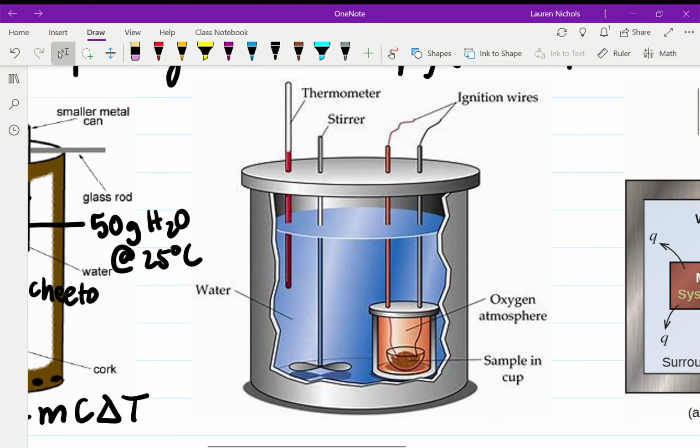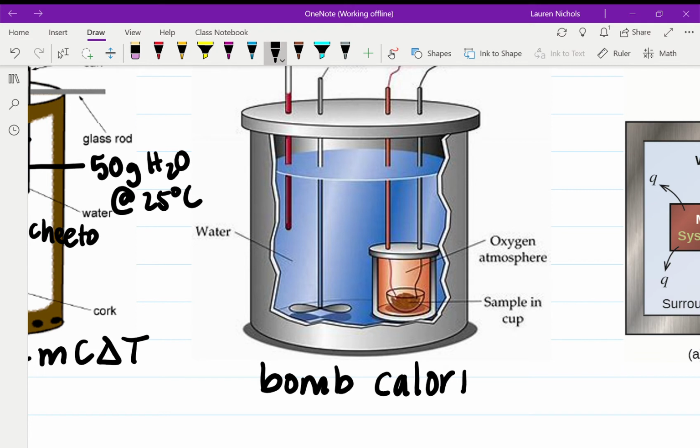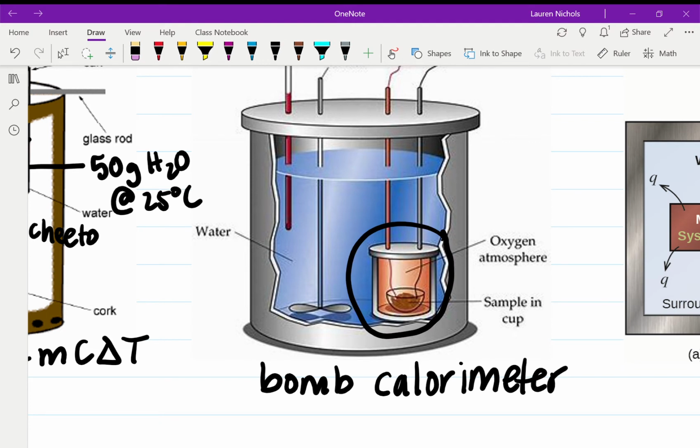Now, this diagram here, this one's a little fancier, and we wouldn't use this kind. This is called a bomb calorimeter, and the reason why it's called a bomb calorimeter is because of this portion right here. That's the bomb. This is how scientists figure out exactly how many calories are in your Doritos or in your taquitos. What are those things? Your Takis, those are the things you guys like to eat.